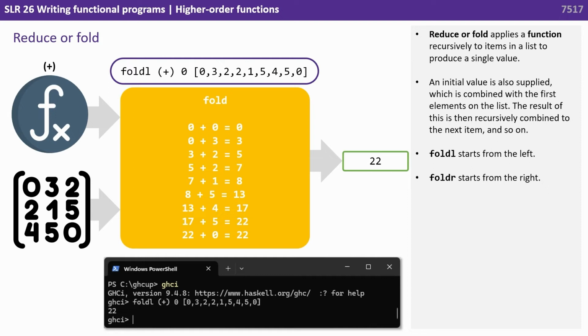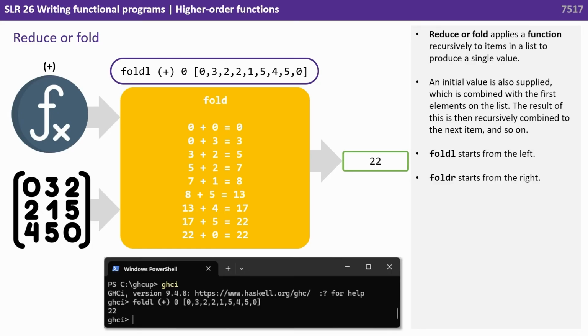The last command is reduce or fold, and it applies a function recursively to items in a list to produce a single output value. So an initial value is also supplied, which is combined with the first elements of the list. The result of this is then recursively combined to the next item, and so on. Fold L starts from the left, and fold R starts from the right.